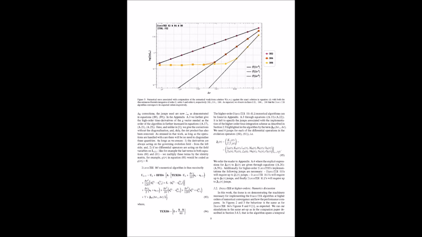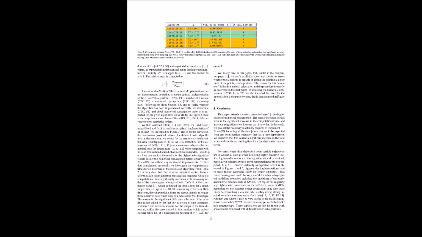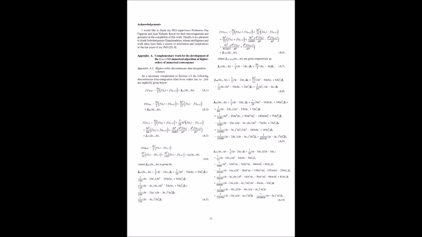But I'm still trying to wrap my head around how these time jump equations are actually integrated into the simulation. Can you walk me through that process? Of course. Remember that DiscoTEX employs a method of lines approach, where both space and time are discretized. These time jump equations come into play during the time integration process.